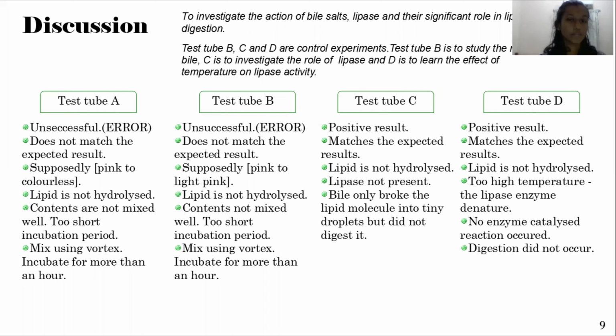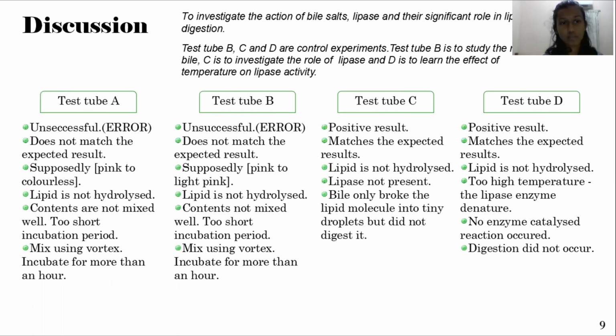So let's see. In the experiment, test tubes B, C, D are control experiments. Test tube B is to study the role of bile, C is to investigate the role of lipase, and D is to learn the effect of temperature on lipase activity. So, analyzing test tube A. Test tube A has got every condition for lipid digestion fulfilled.